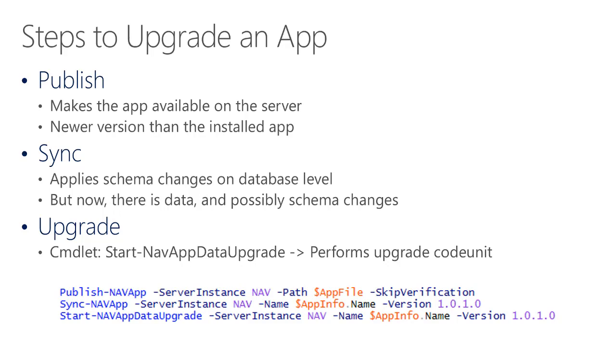But now, since there's data, there are possibly schema changes. And so in order for that to be handled, there's a third step, that's the upgrade step, with a commandlet Start-NAVAppDataUpgrade, and that performs the upgrade code unit. And at the bottom, you'll see the 3 PowerShell commandlets that come with those 3 steps.